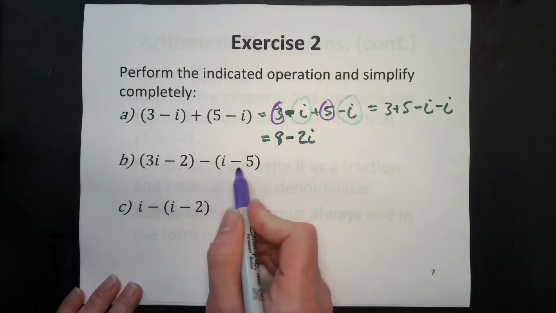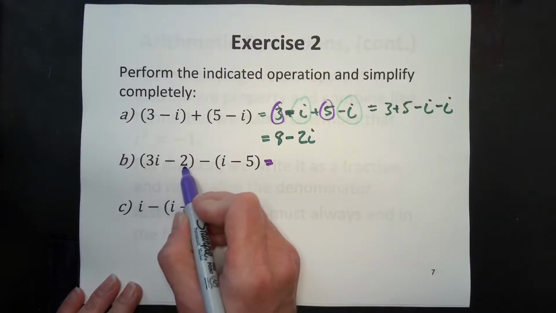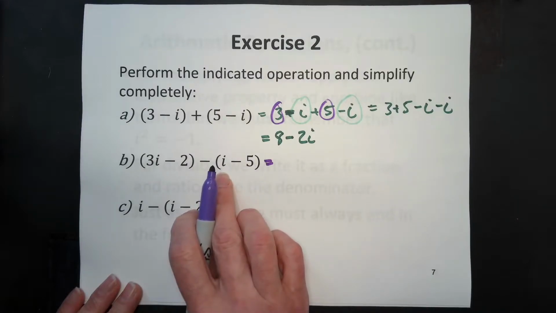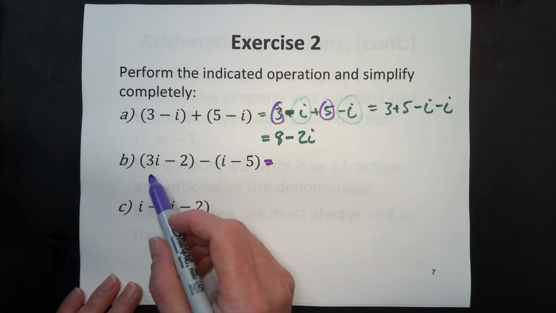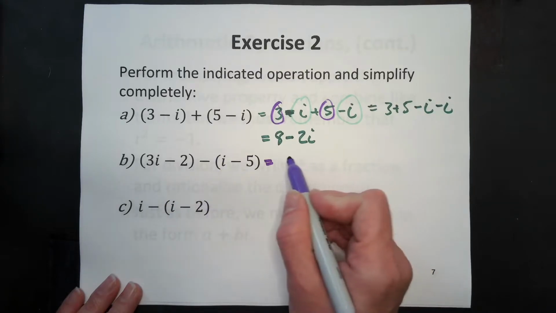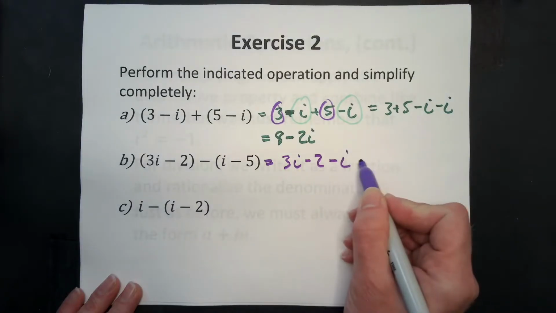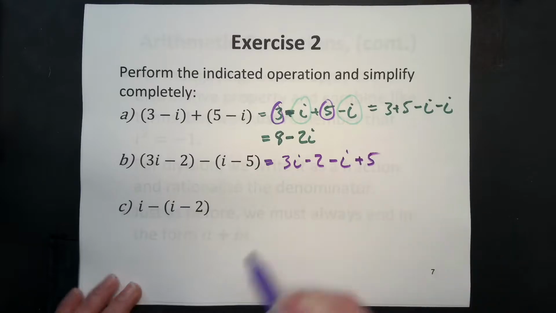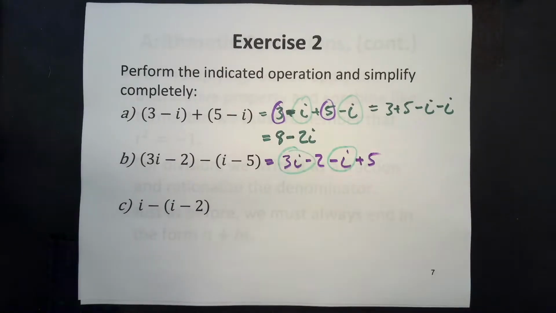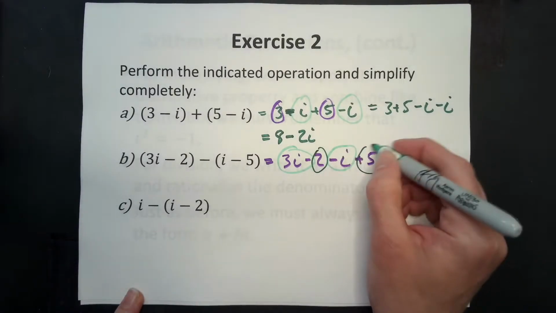This next one I have to distribute this negative first, so let's do that. So I'm going to have 3i minus 2 minus i minus 5. The i is written first. That really doesn't matter. We'll rearrange them when we do it. So this is going to be 3i minus 2 minus i plus 5. Once again, I'm going to have my imaginary portions added together, and then my real portions added together.